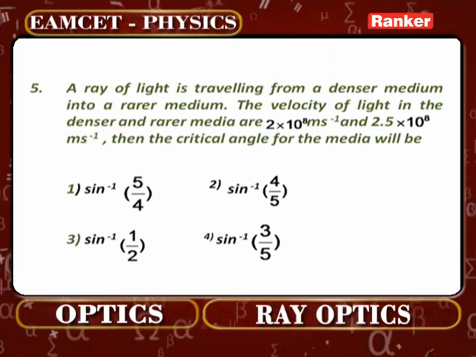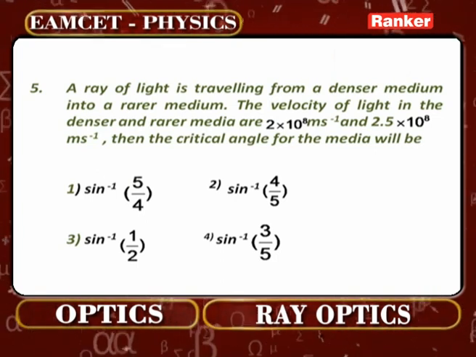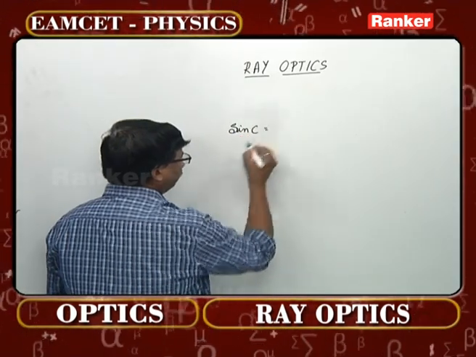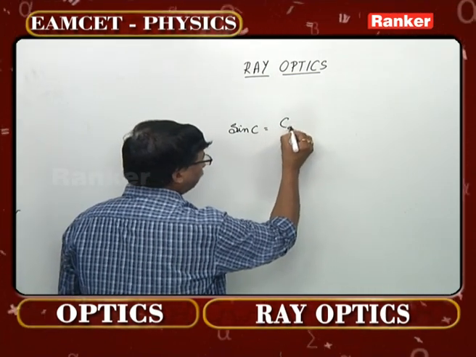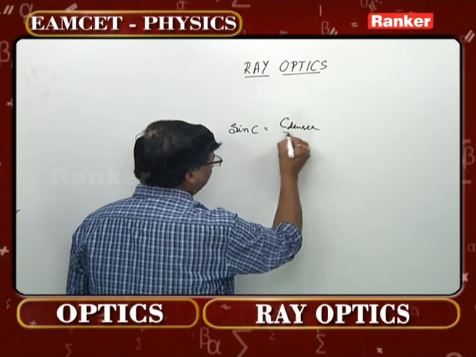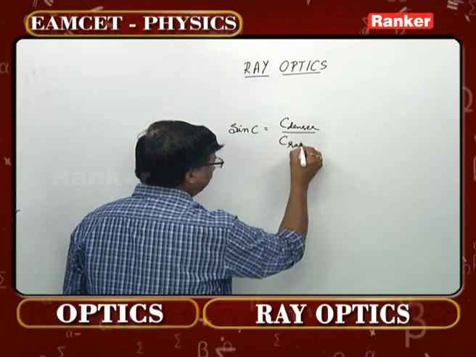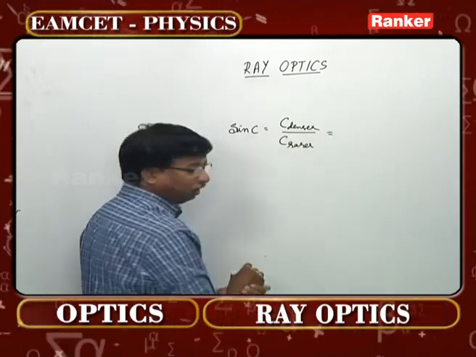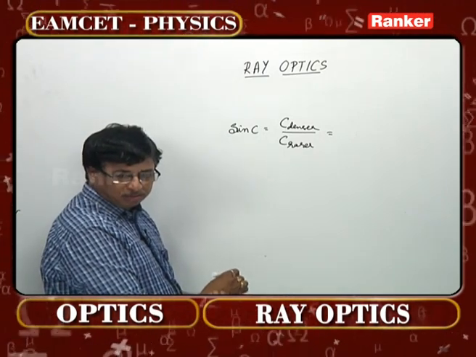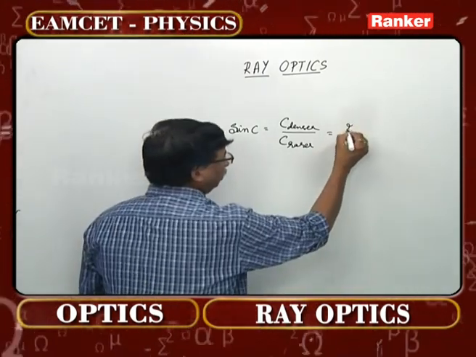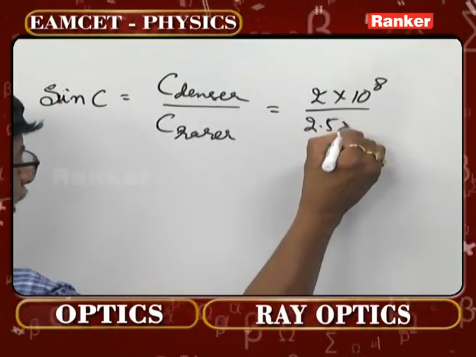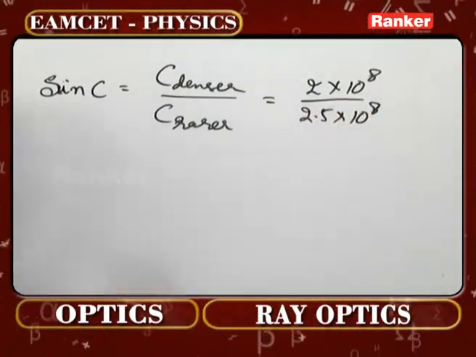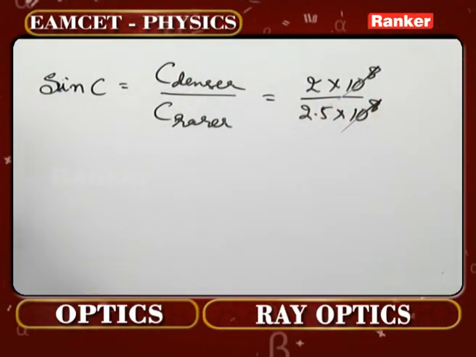Of course, we know sin C, just now we have discussed it in one of the cases earlier. Sin C is equal to the velocity in the denser medium divided by the velocity in the rarer medium. What are the values he has given? Denser medium he has given as 2 × 10^8. Rarer medium is given as 2.5 × 10^8. Now cut these two values over here please.